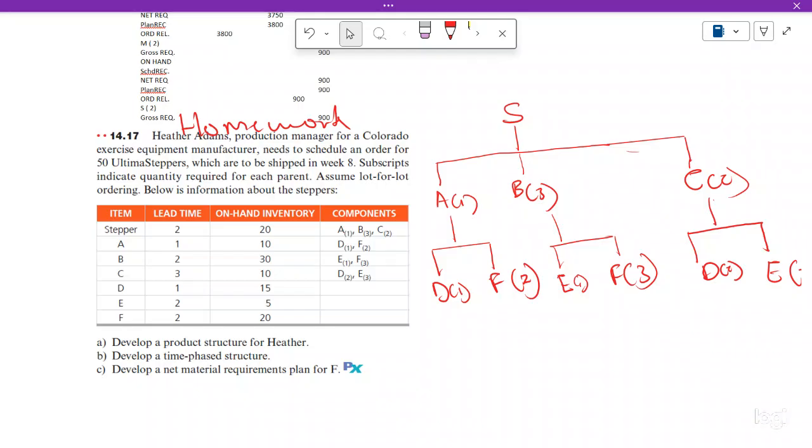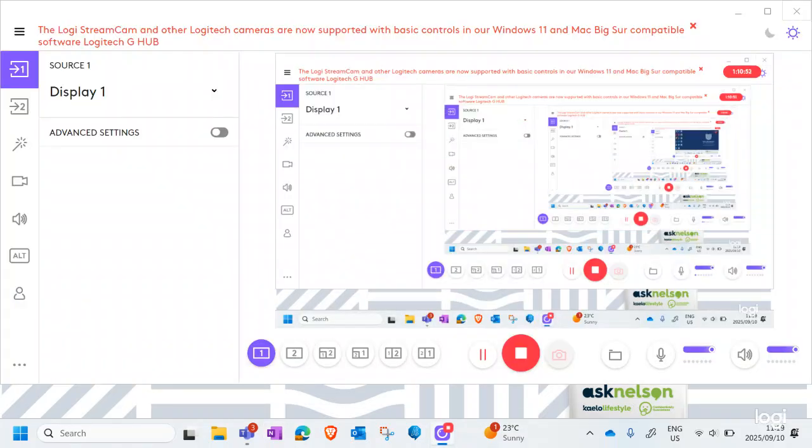14.7, 17, key homework. I am going to stop my recording before it gets done.